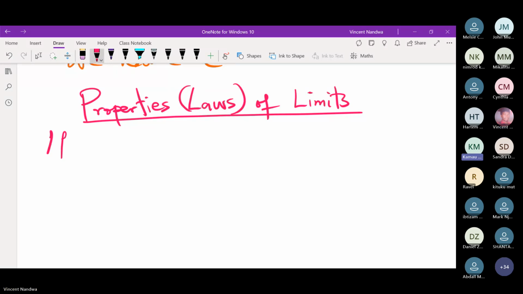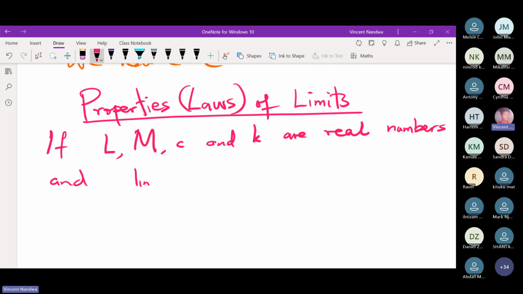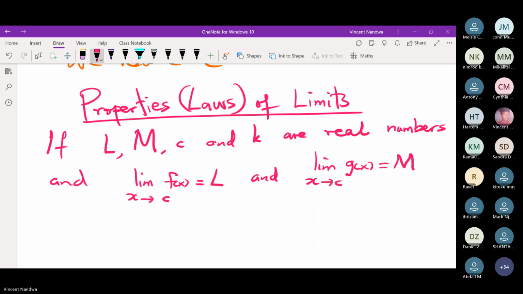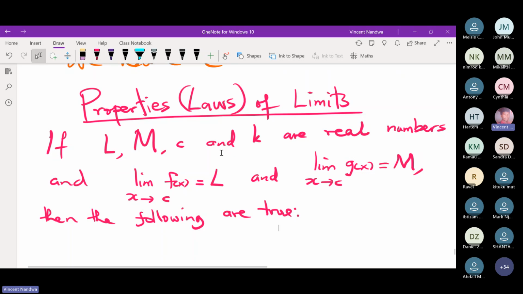So if L, M, C, and K are real numbers, and we have the limit as x approaches C of f of x equals L, and the limit as x approaches C of g of x equals M, then we have the following laws or properties for limits.